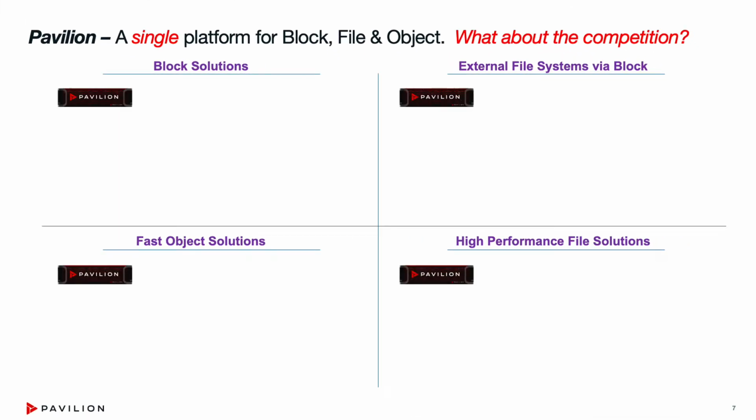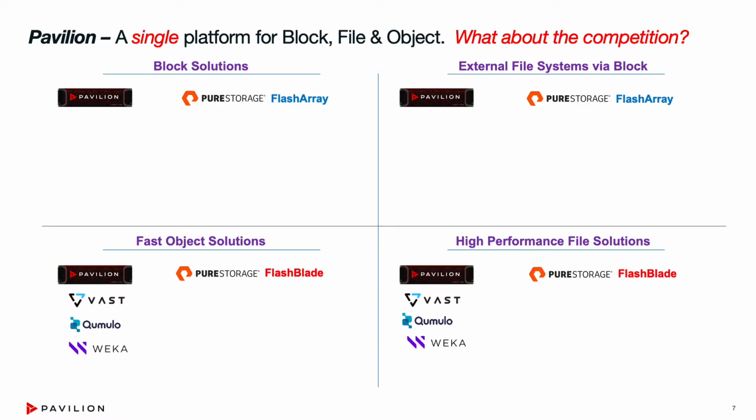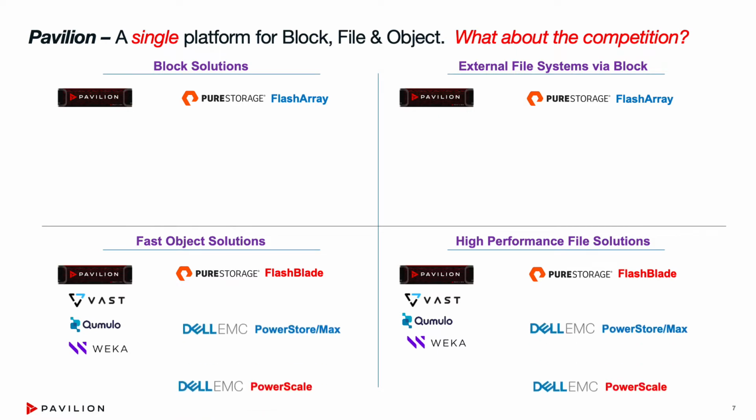Let's take an audit out there of the competition. Let's figure out what platforms and what vendors are used for each one of these solutions. If we pick VAST, they play in object and file. Qumulo, object and file. Weka, object and file. Pure plays in all 4 categories, but you have to have FlashArray for block, FlashBlade for file and object, and if they were to be an external file system behind SpectrumScale, it would again be FlashArray as an example.